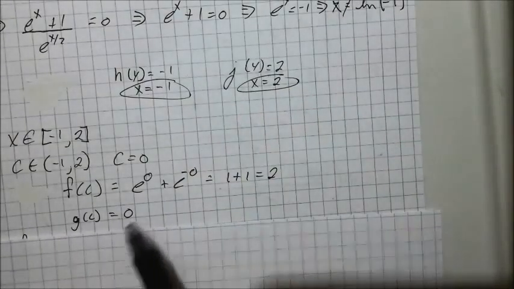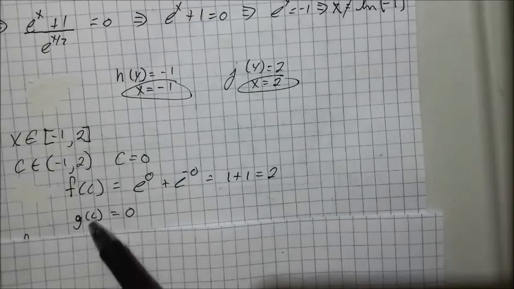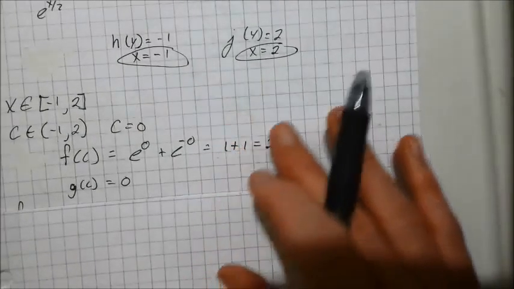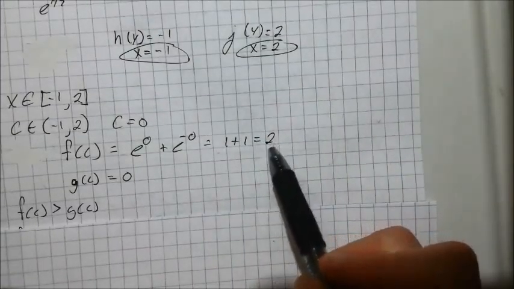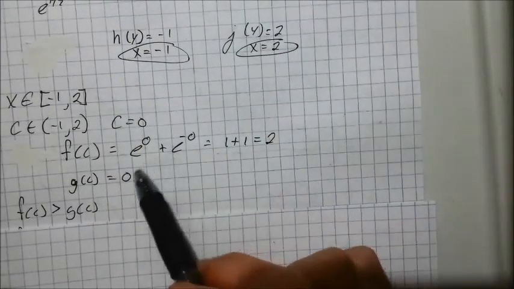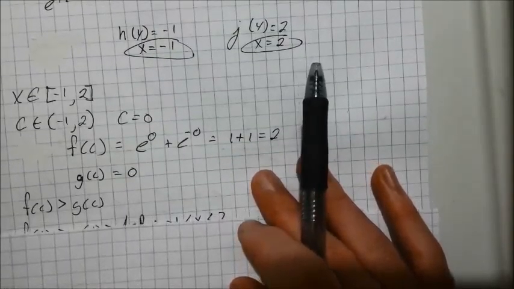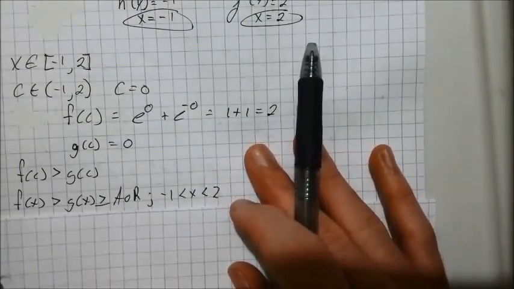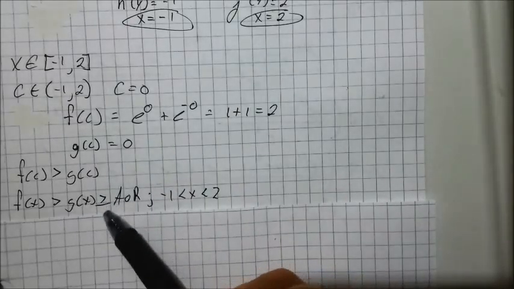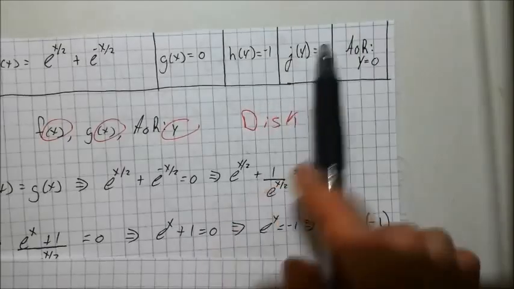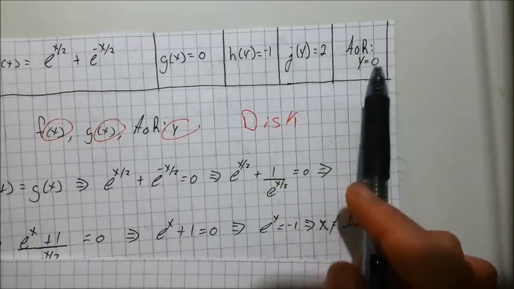And then we have g of c, well, that's just equal to 0, because g of any value x equals 0, because g of x equals 0. So now we can say that our f of c is greater than our g of c, because 2 is greater than 0. This is a completely true statement. And now from here we can widen this to say f of x is greater than g of x is greater than or equal to our axis of revolution value. Our axis of revolution value, if we look, is 0 here, y equals 0.